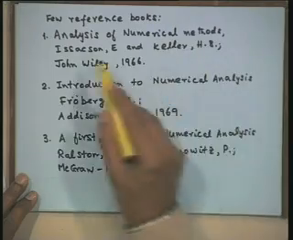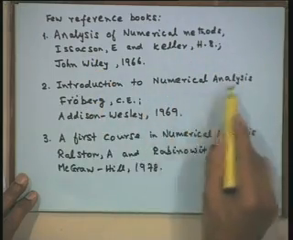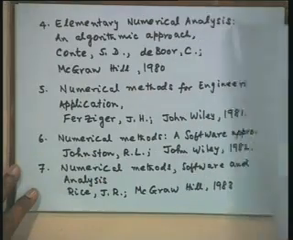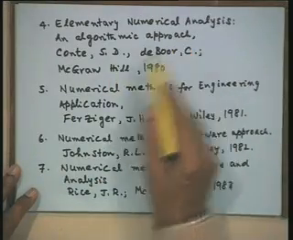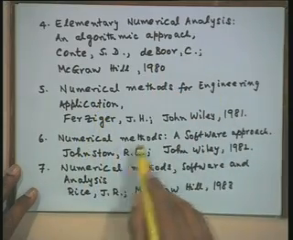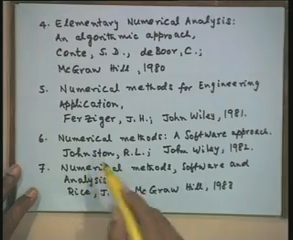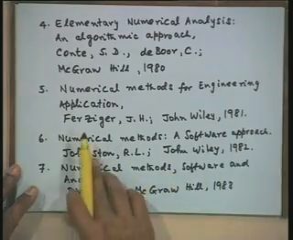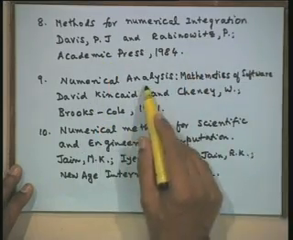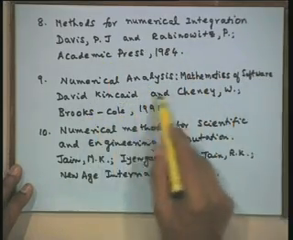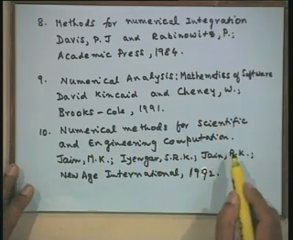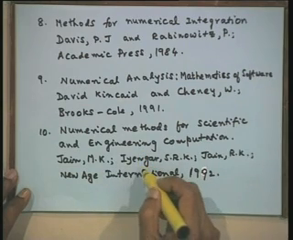Analysis of Numerical Methods by Isaacson and Keller, Introduction to Numerical Analysis by Froberg, A First Course in Numerical Analysis by Ralston and Rabinowitz, Elementary Numerical Analysis, an Algorithmic Approach by Conte and de Boor, Numerical Methods for Engineering Application by Ferziger, Numerical Methods, a Software Approach by R. L. Johnston, Numerical Methods, Software and Analysis by J. R. Rice, Methods of Numerical Integration by Davis and Rabinowitz, Numerical Analysis, Mathematics of Scientific Computing by David Kincaid and Cheney, Numerical Methods for Scientific and Engineering Computation by Jain, Iyengar and Jain. We shall follow the course material given in this last book.